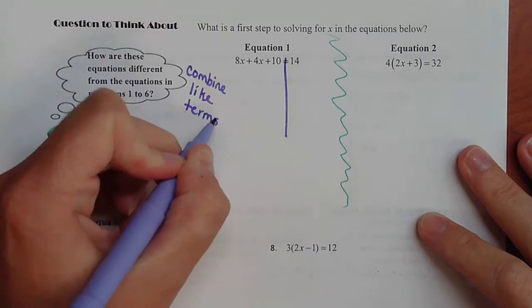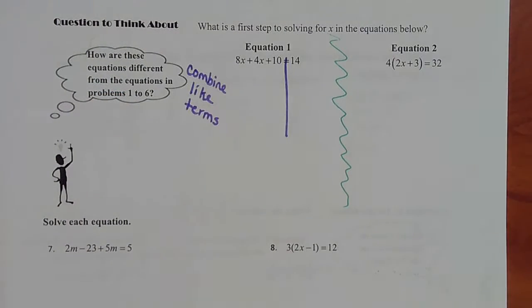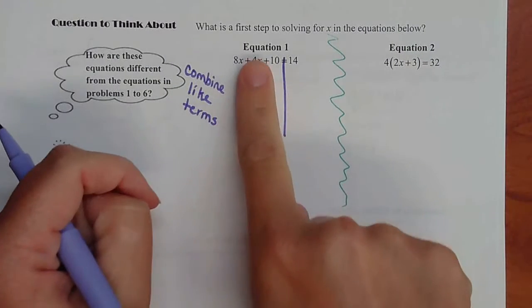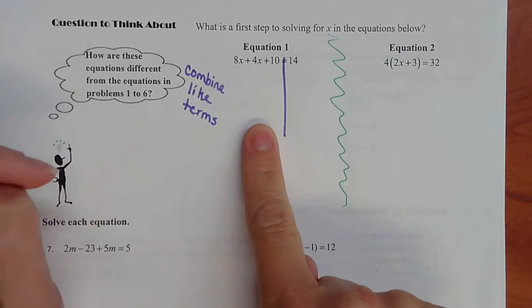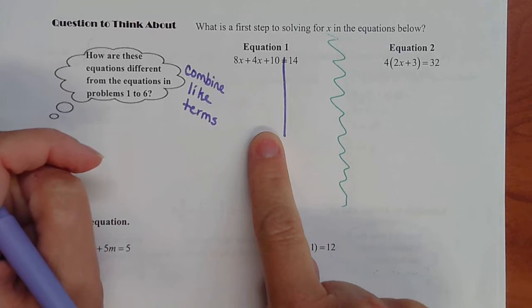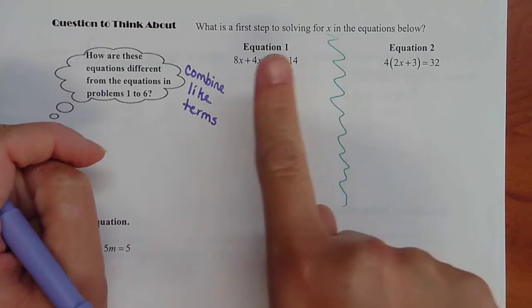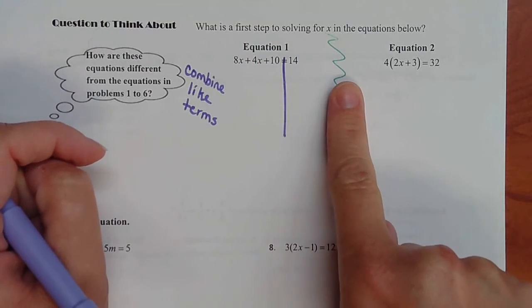Now here's the thing. I've been doing this long enough to know that sometimes combining like terms gets a little hairy. When you are combining like terms, or when things are on the same side of the equal sign together, you do not do the opposite operation. That's only when you go from one side to the other of the equal sign.